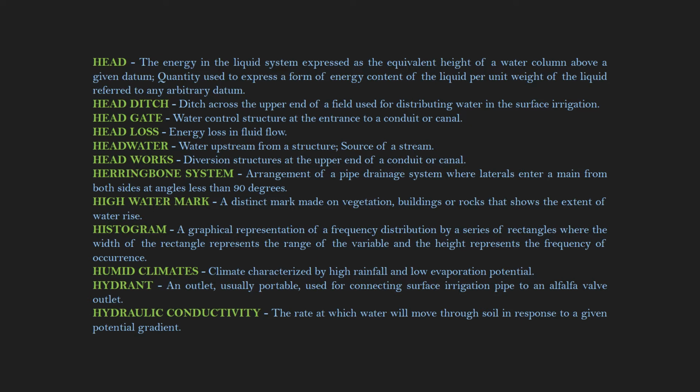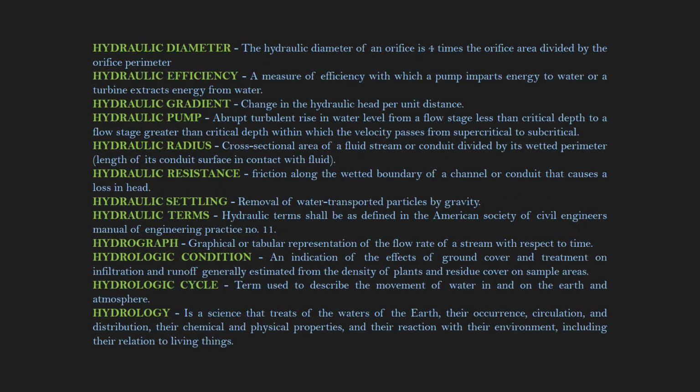Humid climates. Climate characterized by high rainfall and low evaporation potential. Hydrant. An outlet, usually portable, used for connecting surface irrigation pipe to an alfalfa valve outlet. Hydraulic conductivity. The rate at which water will move through soil in response to a given potential gradient. Hydraulic diameter. The hydraulic diameter of an orifice is 4 times the orifice area divided by the orifice perimeter.